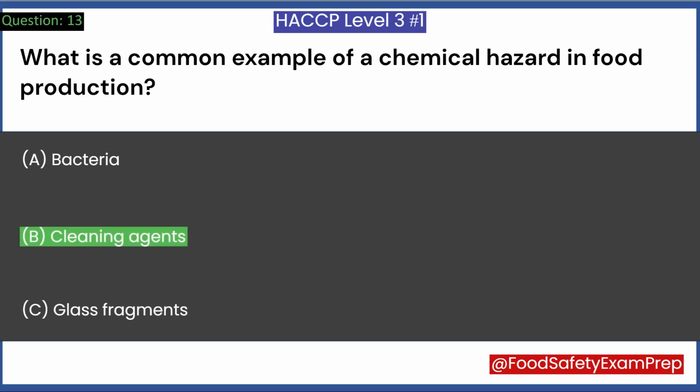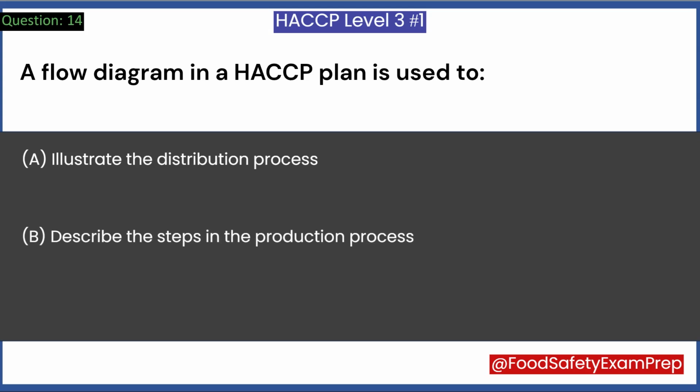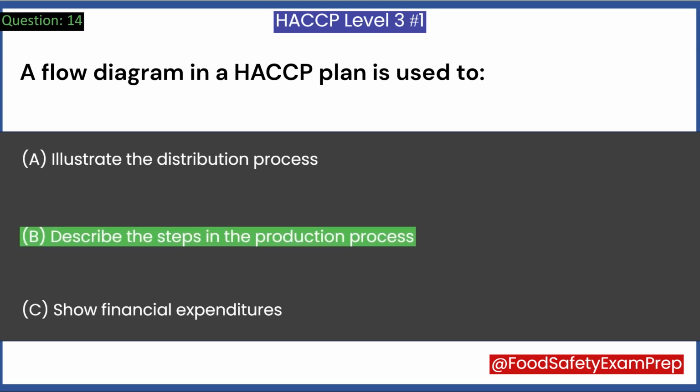Cleaning agents. A flow diagram in a HACCP plan is used to A. Illustrate the distribution process. B. Describe the steps in the production process. C. Show financial expenditures. Answer: B. Describe the steps in the production process.